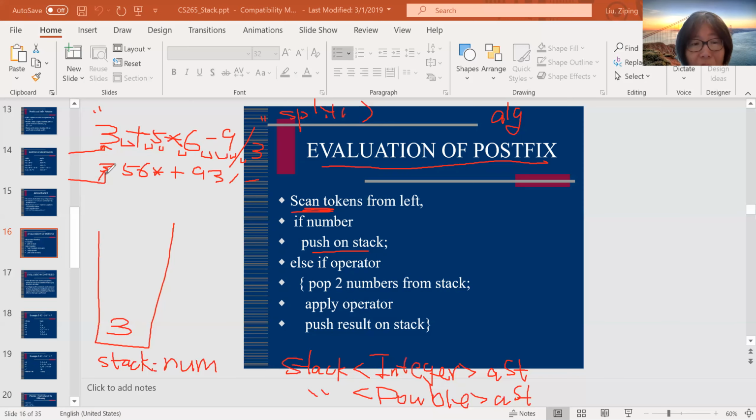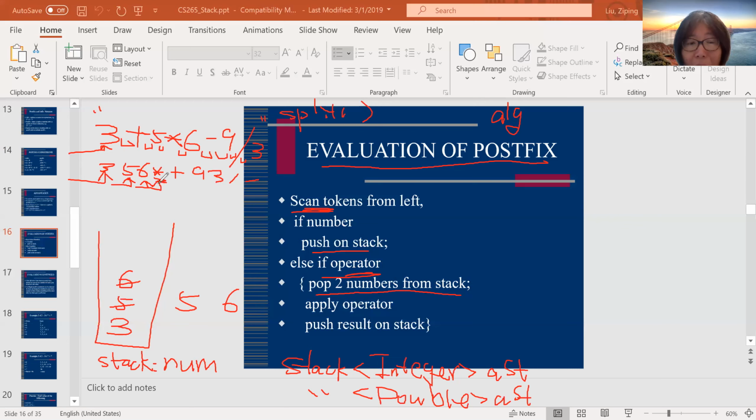So we are going to start our scan here. It's a number, so we push it to the stack. And then we continue our scan. The next is also a number, we push it to the stack. And the next one is a number, then we push it to the stack. And the next token is not a number, it is an operator. If it is an operator, what the algorithm needs you to do is pop two numbers out of the stack. So I'm going to pop the 5 out. So pop two numbers out.